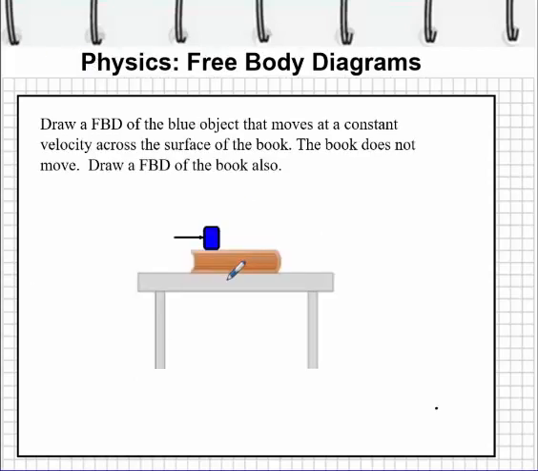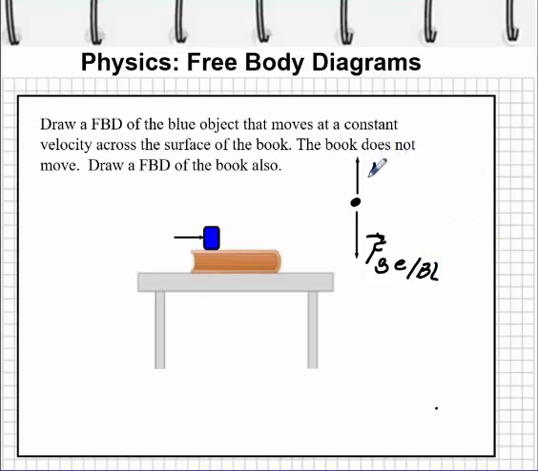Okay, let's do one more here. We have to draw a free body diagram of a blue object that moves at a constant velocity across the table. The book does not move. Draw a free body diagram of the book. So we're going to do the blue object and the book. For the blue object, immediately we draw the force of gravity coming down here. This would be the force of gravity, and that's going to be the earth onto the blue object.